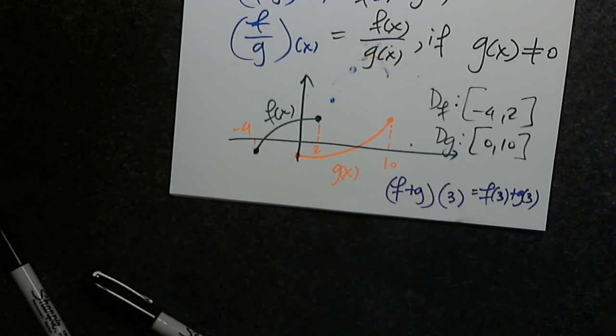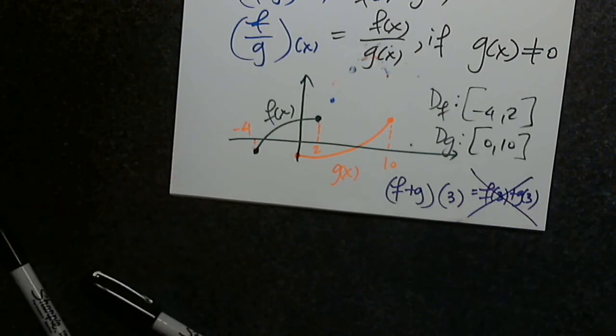Of course, f of 3 does not exist. 3 is here. The function f does not exist at 3. So you cannot determine this. It doesn't exist.